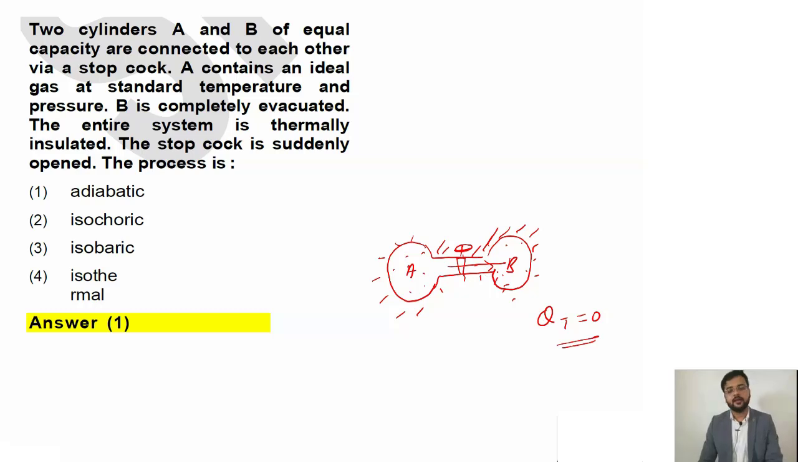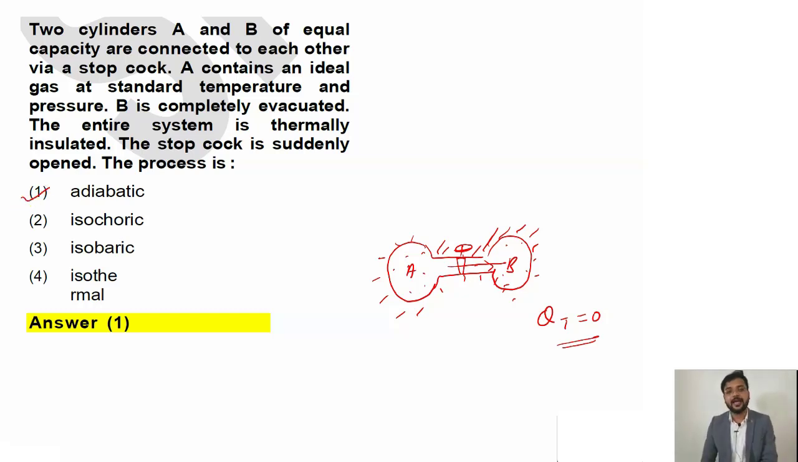Okay, and see here what is happening. First thing is what? This is thermally insulated. We know this thing, if heat does not transfer in a process, then we can say this is an adiabatic process. Correct or not? So here heat is not transferring to the surroundings. And the second thing is what? When you open this cock, gas will flow very fast from A to B. That's why we can say this is an adiabatic process. So that's why option A is correct over here.